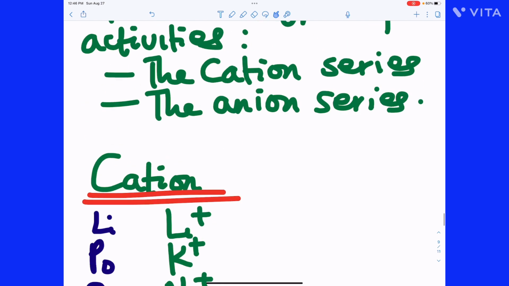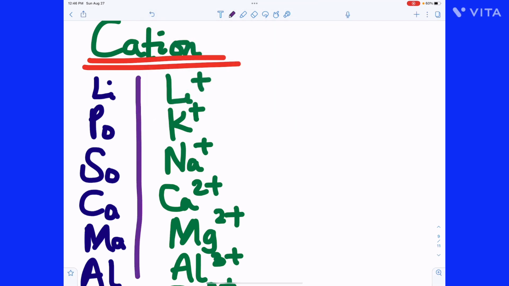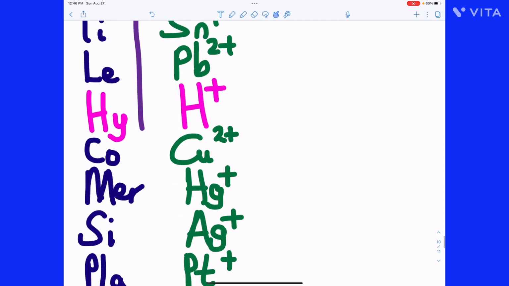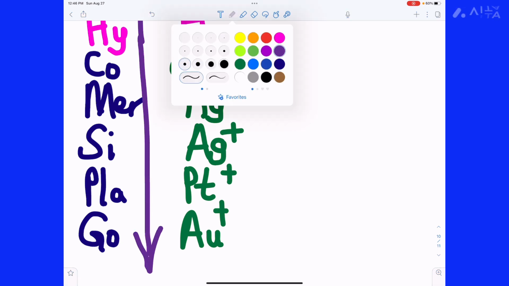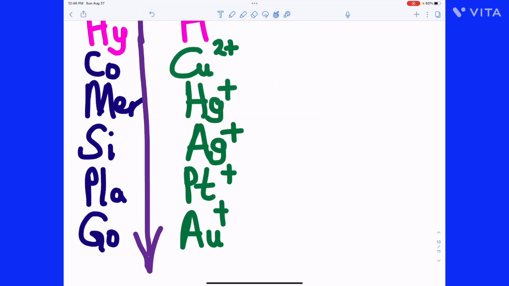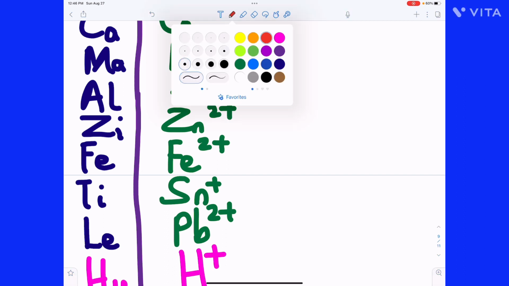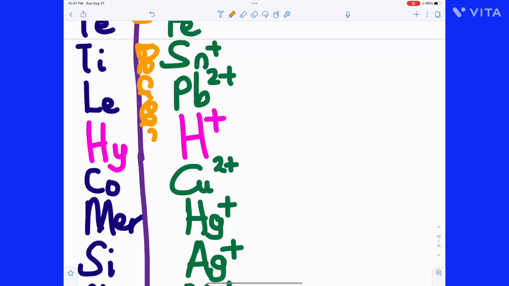Now, according to this series, the reactivity of the ions decreases from top to bottom. So the ions are less reactive as you go down this series. Never mind the crookedness of my line; you make yours straight with your ruler. Let me write that on the list so that you can see it: reactivity decreases downwards as you go down the series. So that's the cation reactivity series.